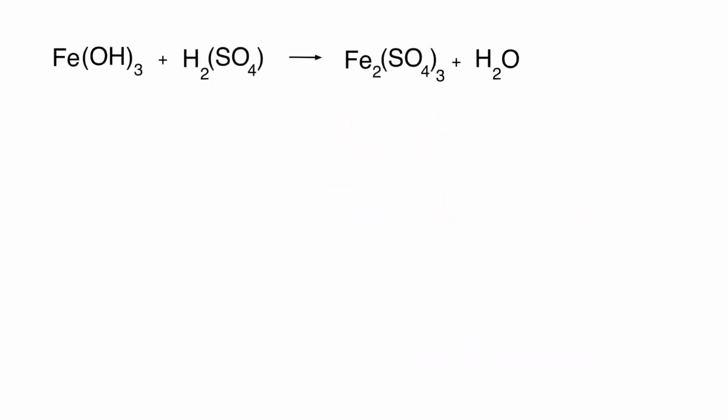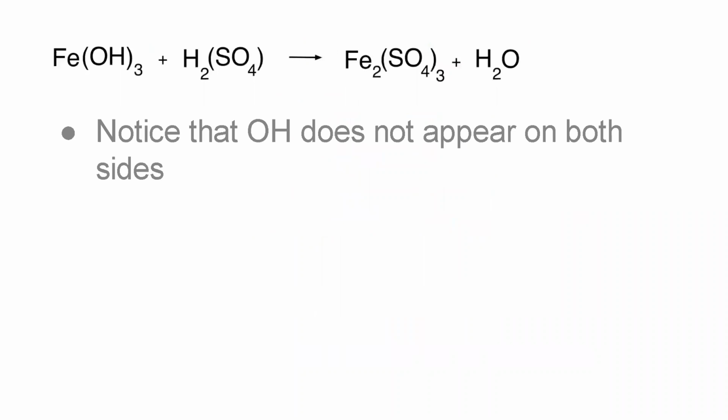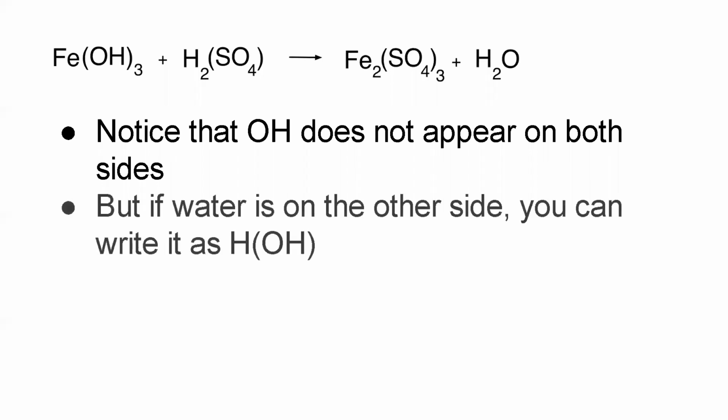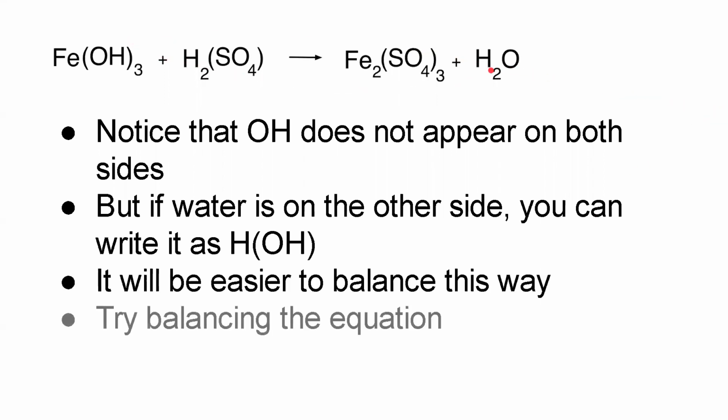You can do this example as well. Notice that OH doesn't appear on both sides. It only appears on the left. But if water is on the other side, you can write it as HOH, because OH becomes H2O basically. It'll be easier to balance that way, so try balancing this equation.